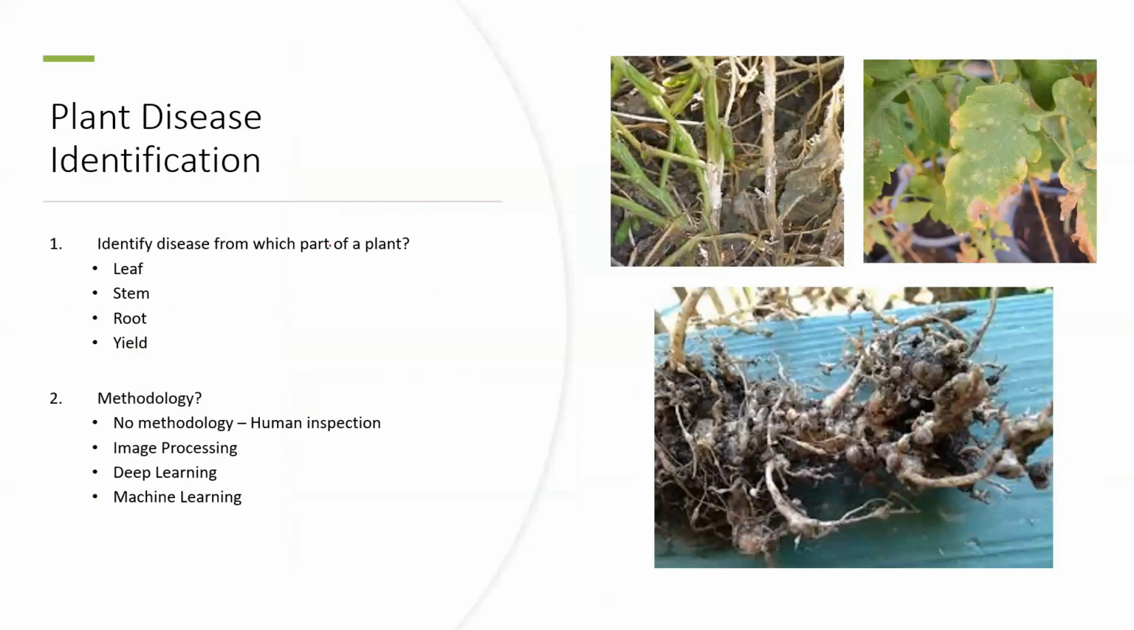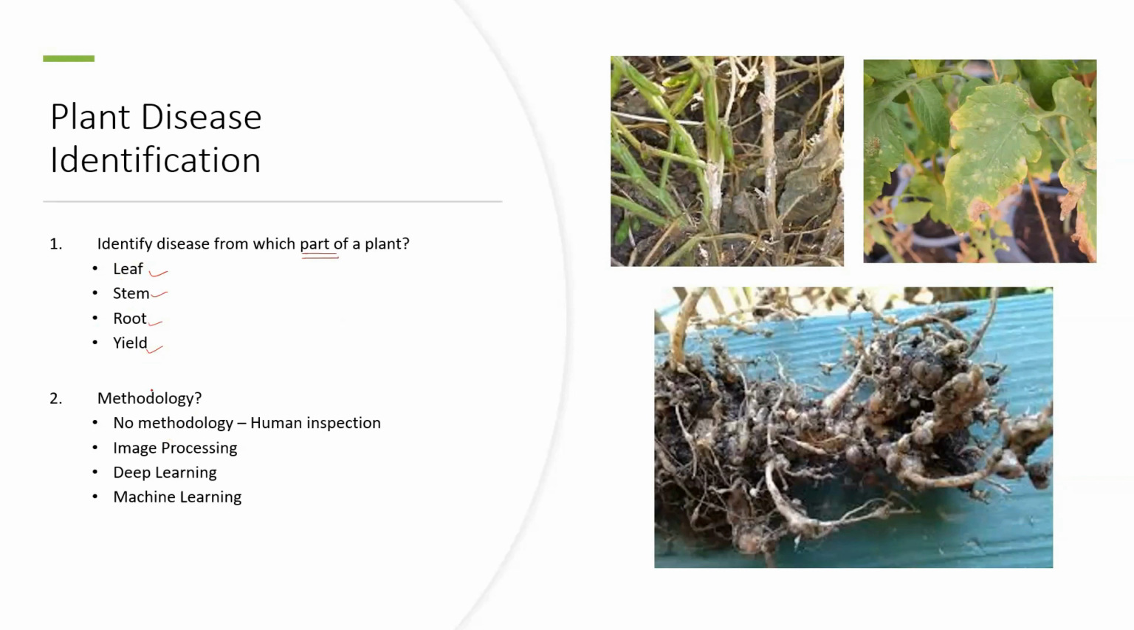Whenever we are talking about this plant disease identification system, you have to first identify which part you are interested in. You can have a leaf, a stem, a root, or a yield. You can identify that if you are developing a system, what kind of data, what kind of images this system will have.